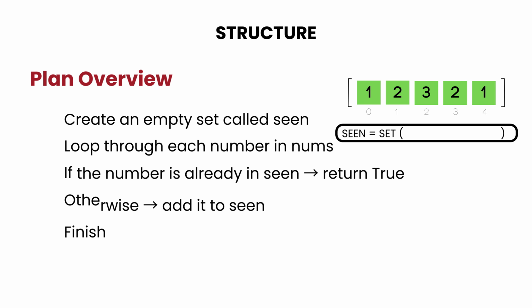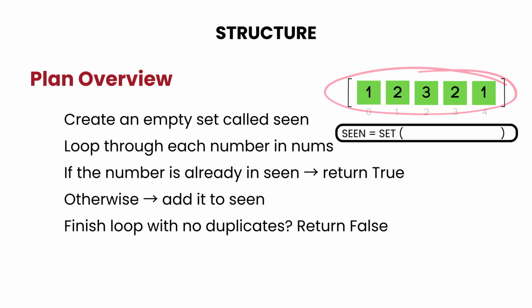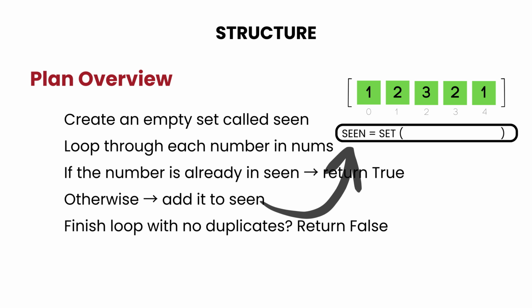Here's the structure of our plan. Create an empty set to store numbers we've seen. Loop through each number in the array. If the number is already in the set, return true, we found a duplicate. Otherwise, add the number to the set. If we finish the loop with no duplicates, return false.